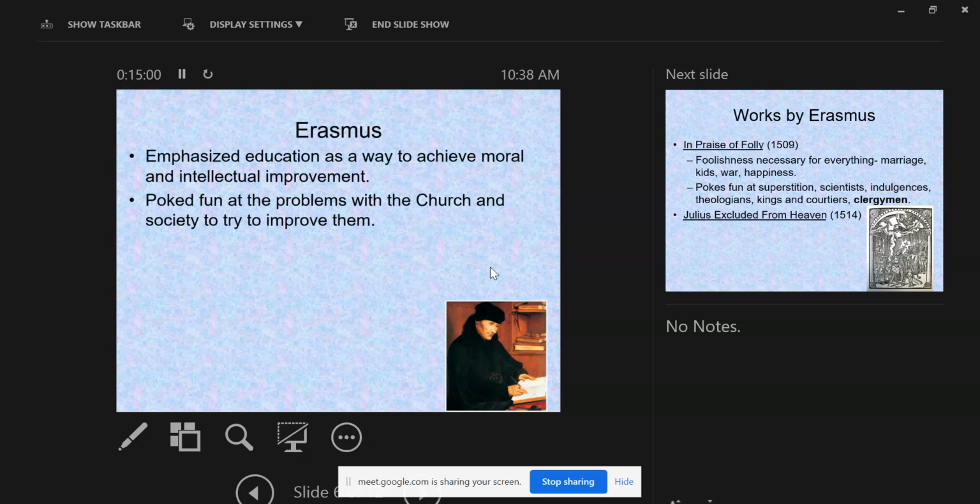But what Erasmus is all about is education. He wants people to become educated so that, in his mind, the more educated you are, the more moral you are. And I think that's kind of easy to understand from this period of time.